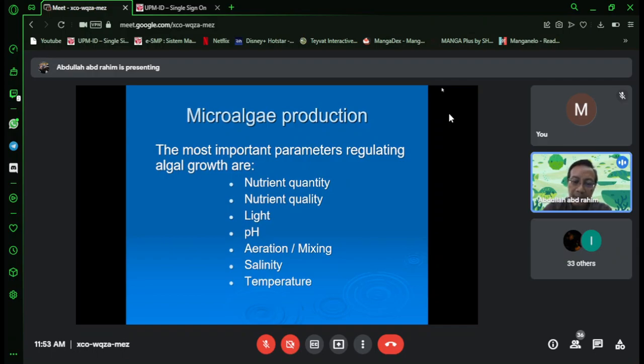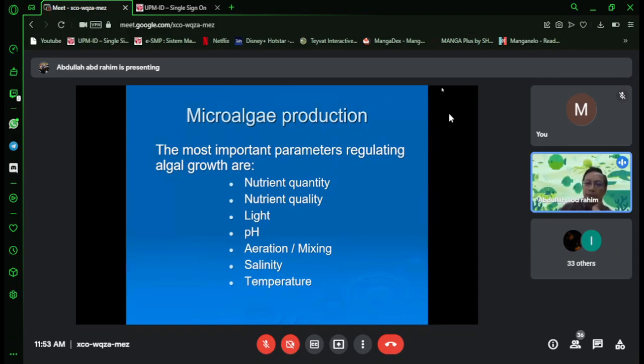But another microalgae such as Nannochloropsis, you find them in marine, but not in fresh water. Spirulina, fresh water. So it depends on the species. Temperature is also another important factor to look at.